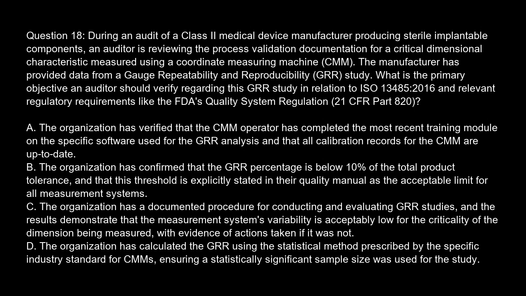Option C. The organization has a documented procedure for conducting and evaluating GRR studies, and the results demonstrate that the measurement system's variability is acceptably low for the criticality of the dimension being measured, with evidence of actions taken if it was not. Option D. The organization has calculated the GRR using the statistical method prescribed by the specific industry standard for CMMs, ensuring a statistically significant sample size was used for the study.